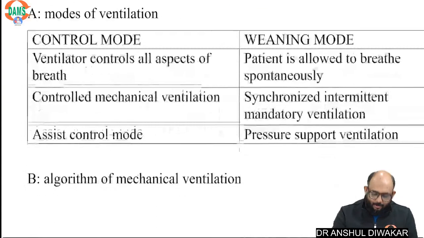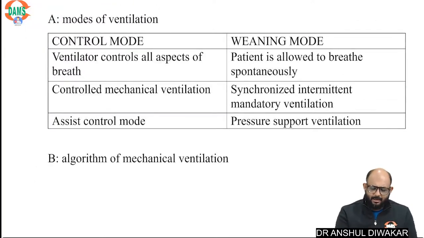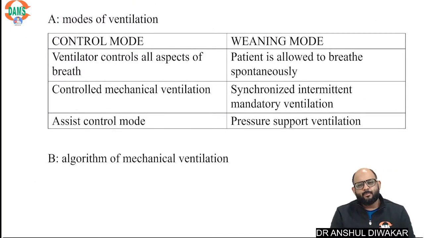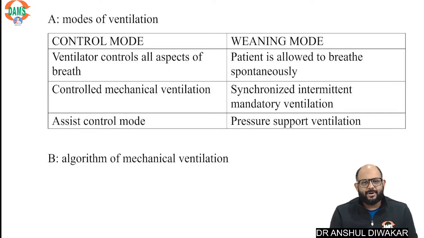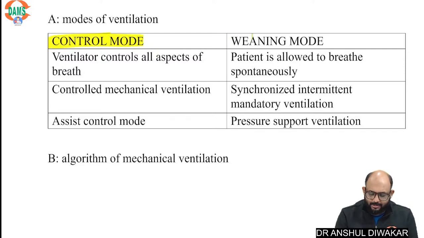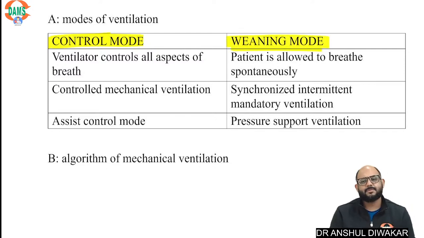Let's start with mode of ventilation. Now, there are hundreds of modes. Every mode has a specific feature. It has four cardinal checkpoints that you need to be aware of in a mode. But all of that information is not relevant for us. Why is it not relevant for us? Because at this level, all we are going to get is a question whether it is a control mode or a weaning mode. This is what we are going to get.